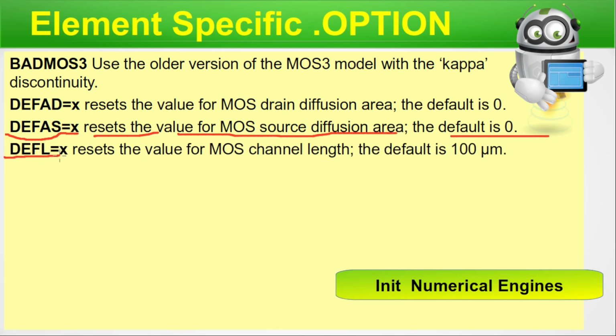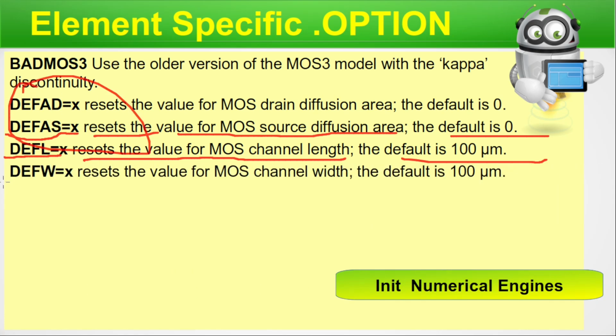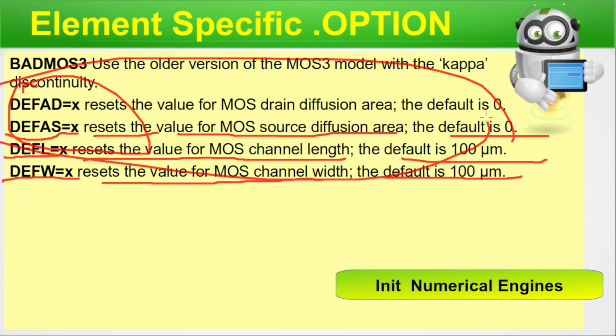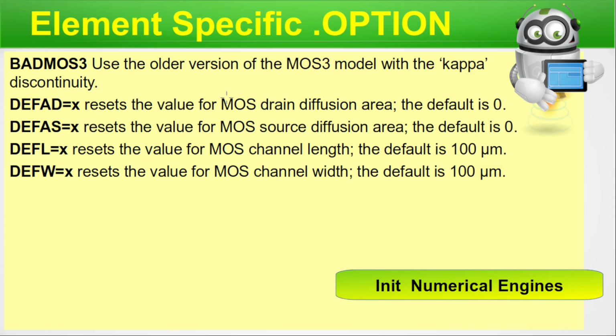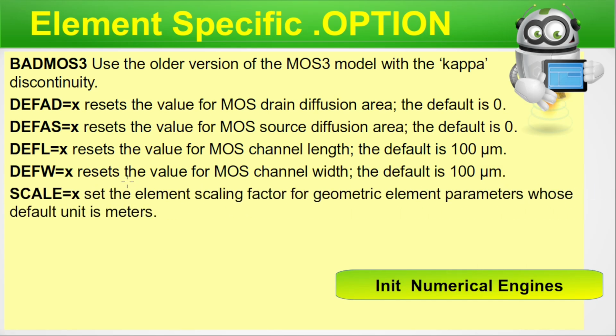Next is DEFL=X, which resets the value of the MOS channel length. Default is 100 micrometer. So you can see these three are related to the MOSFETs. DEFW=X resets the value of the MOS channel width and default is 100 micrometer. So these all are regarding a MOSFET element and these are not applicable for a BJT. SCALE=X sets the element scaling factor for geometric element parameters whose default unit is meters. So this is the scaling option.